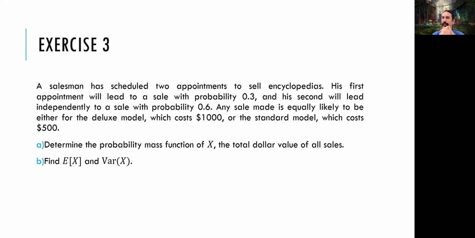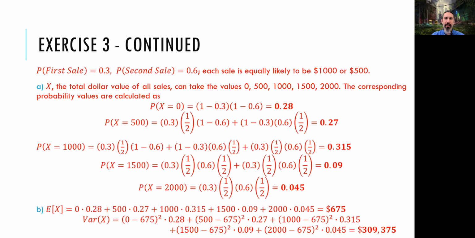Why? Because I can go and sell 1 standard model and not sell anything else, which is going to net me $500. Or I can sell 2 standard ones, which is going to give me $1,000, or 1 deluxe and no sales, again $1,000, and it can be reversed: no sale and 1 deluxe, etc. And I can sell 2 deluxe, which is going to give me $2,000, or I can sell 1 deluxe and 1 normal, which is going to give me $1,500. So I have 5 different outcomes. So I have to calculate the probability for those 5 different outcomes.